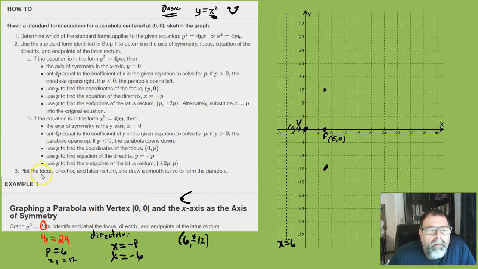All right. Now plot the focus, the directrix, latus rectum, and draw a smooth curve. That's what I did. I like to do one more point too. I go from the vertex. I know it's opening sideways, and I like to do 4p, and then the mirror image, 4p. So 4p is the 24, so I'm going to go 24 if I can fit it. That's another point, just to make my curve a little more accurate.